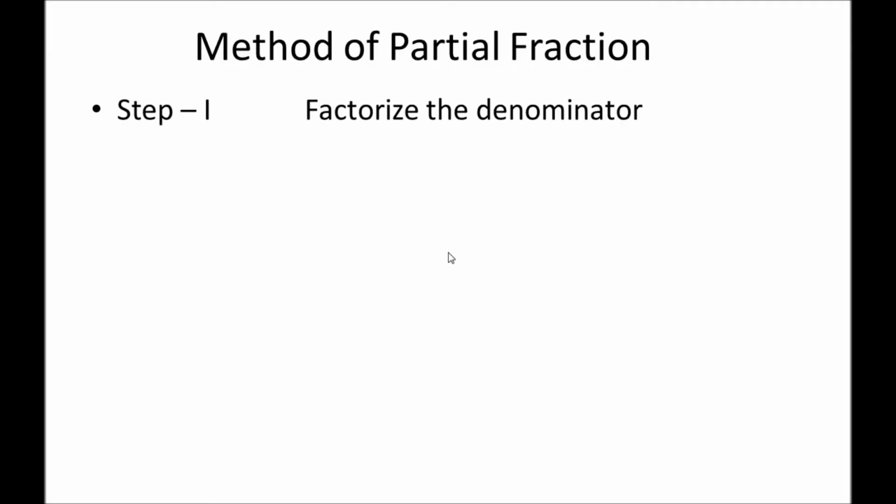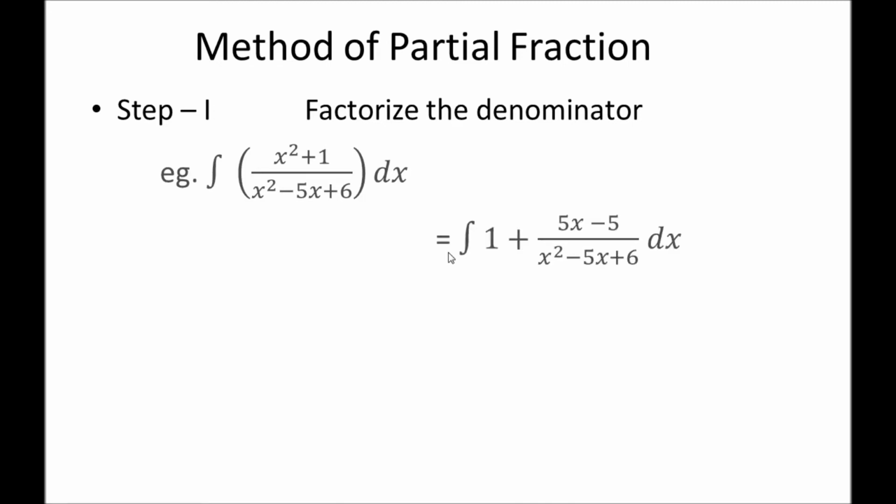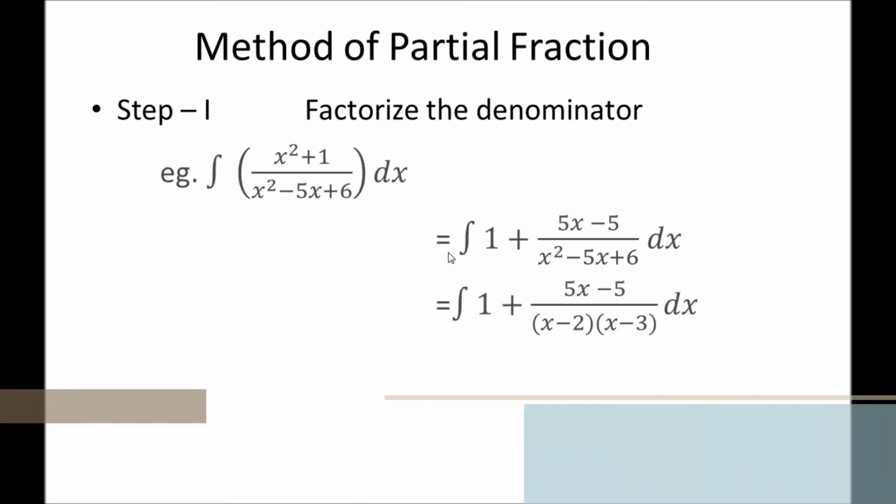Let's see step number 1. Step number 1 is to factorize the denominator. After converting the given fraction into a proper fraction, we factorize the denominator. For example, we have the integral of (x squared plus 1) upon (x squared minus 5x plus 6). The numerator and denominator degree is the same, which means it's an improper fraction. After dividing, we get the integral of 1 plus (5x minus 5) upon (x squared minus 5x plus 6) dx, which I have just discussed in my previous slide.